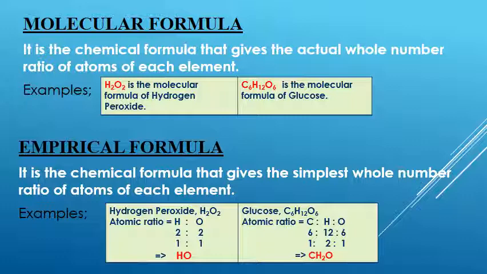So H2O2 is the molecular formula, which can be simplified to HO. So HO is the empirical formula of hydrogen peroxide. Similarly, in glucose, we saw that it contains 6 carbon atoms, 12 hydrogen atoms and 6 oxygen atoms. So this ratio 6:12:6 can be simplified to 1:2:1, which leads to a formula of CH2O. So CH2O is a simplified version of C6H12O6. That is why it is the empirical formula of glucose.